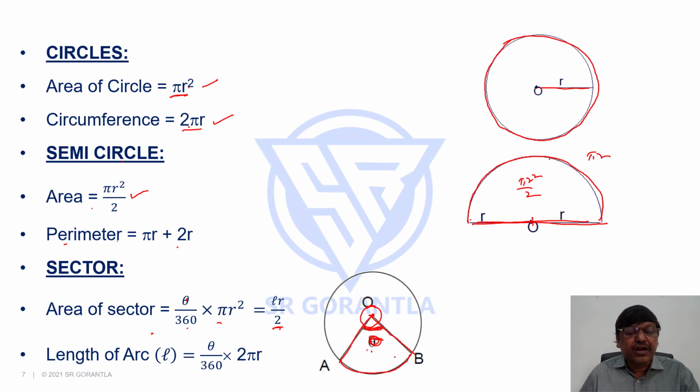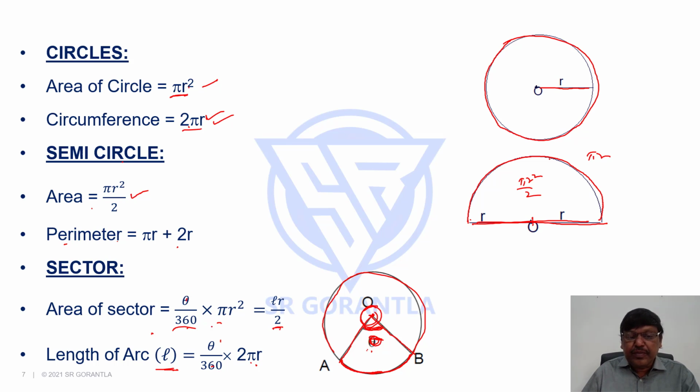AB is called arc. And what is the length of this arc? See, this is a part of the circumference. What is the circumference? 2 pi r. Again, I ask the same question. 360 degrees gives you 2 pi r. Theta gives you how much? Theta by 360 into 2 pi r. This is the length of arc, which we say L.